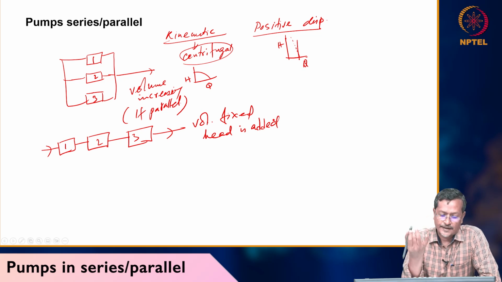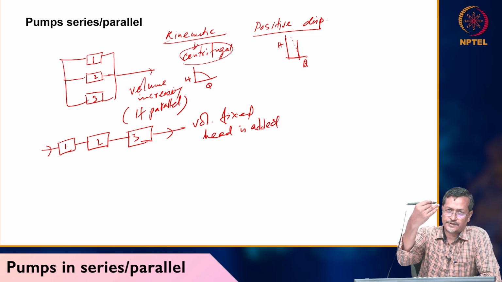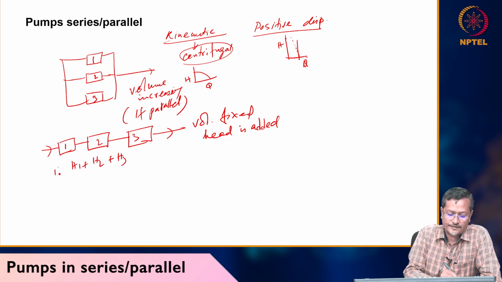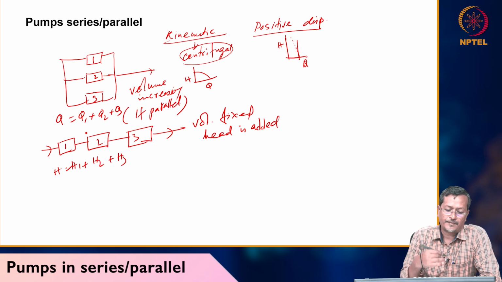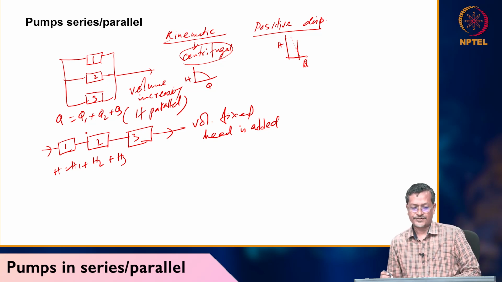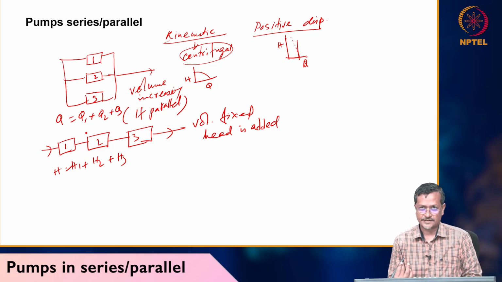In the parallel case total volume increases, every pump is developing Q1, Q2, Q3, so Q1 plus Q2 plus Q3. But in the series case head is added up, H1 plus H2 plus H3 total head. Here Q equals Q1 plus Q2 plus Q3. In the first case head is almost not changing. In the second case flow rate is not changing. Flow rate will never change because you cannot destroy mass.